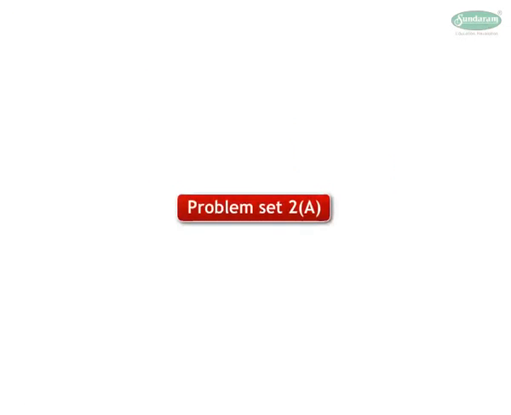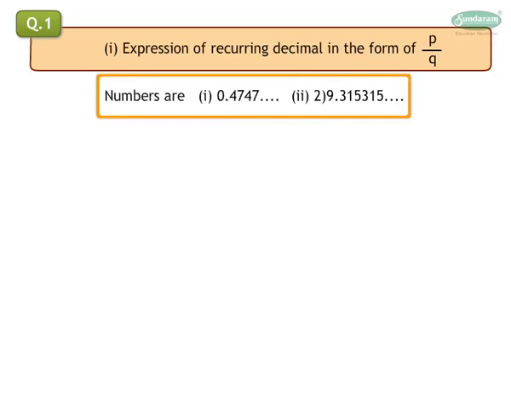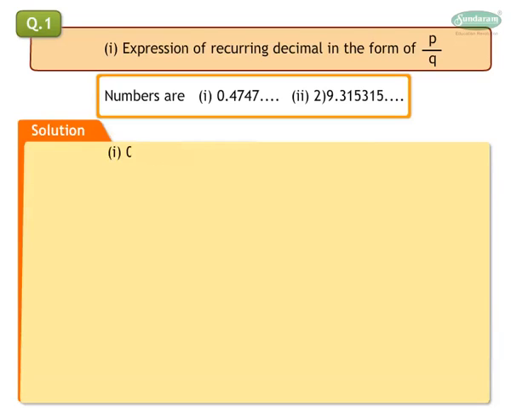Problem set 2A. Question 1. Students, let us go ahead by now expressing a recurring decimal in the form of p upon q. We take the following recurring numbers. 1. 0.4747 recurring. 2. 9.315315 recurring.